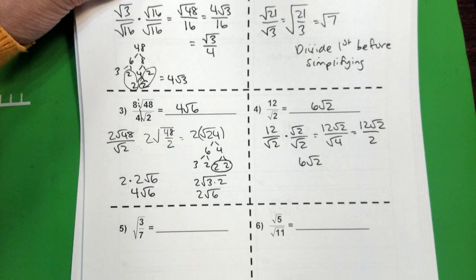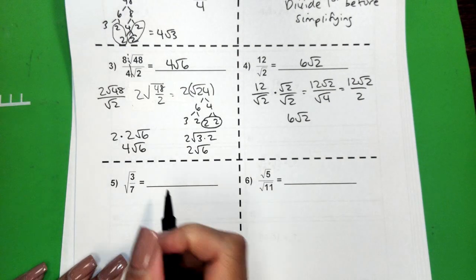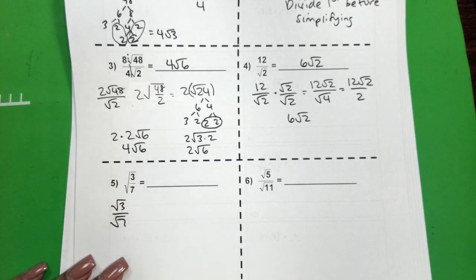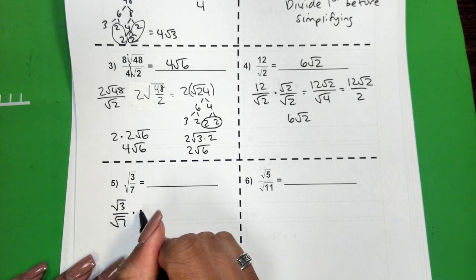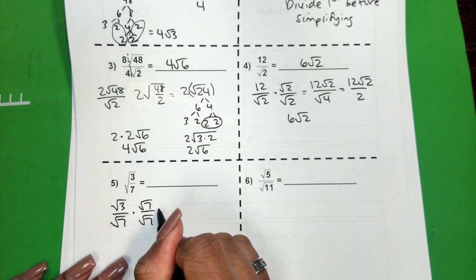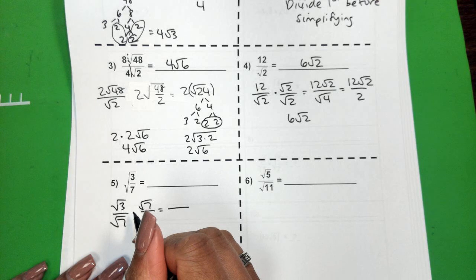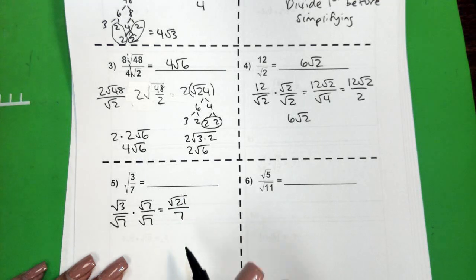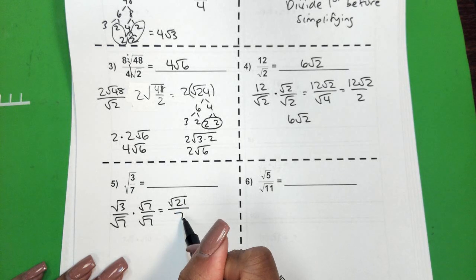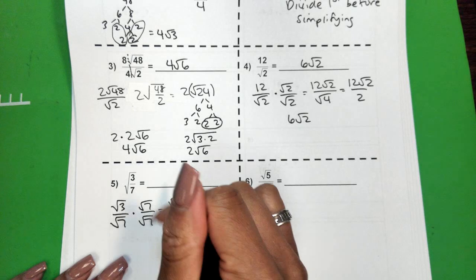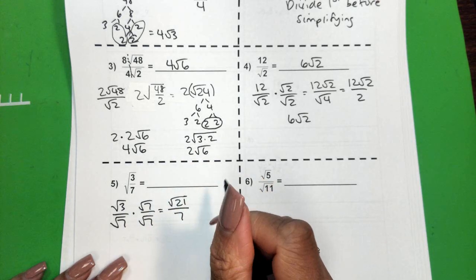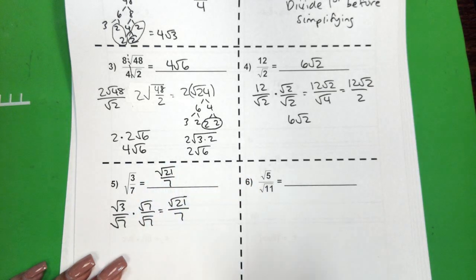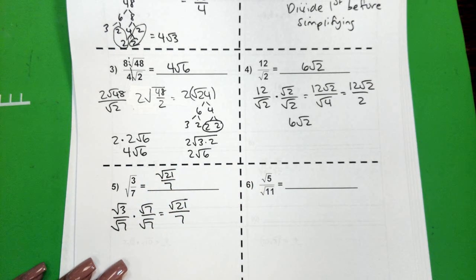Alrighty, let's try the next one. So number 5. So I have square root of 3 all over square root of 7. I can't have radicals in the bottom, so I'm going to multiply square root 7 over square root 7. So I have square root of 21 all over positive 7. No, I can't reduce this because our 7 no longer has a radical. It only works if it's all underneath the radical or not. So I'm still just left with square root of 21 all over 7. Okay?